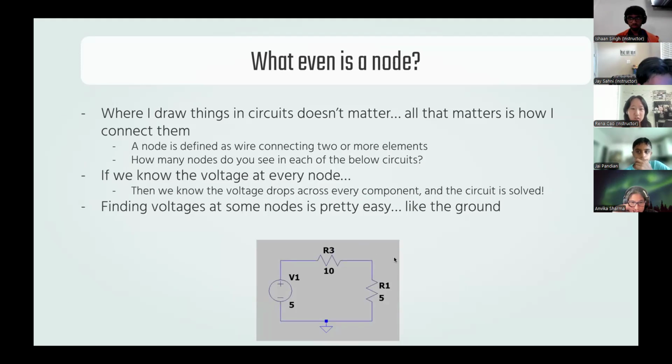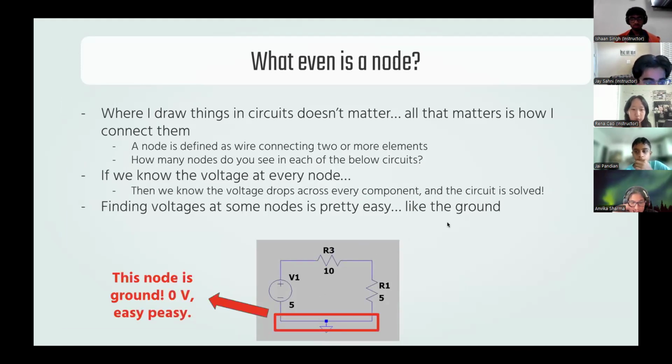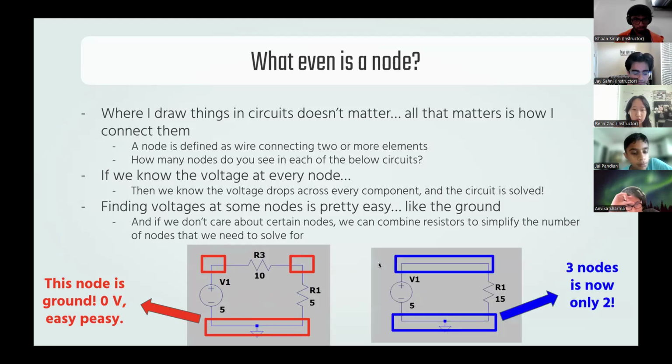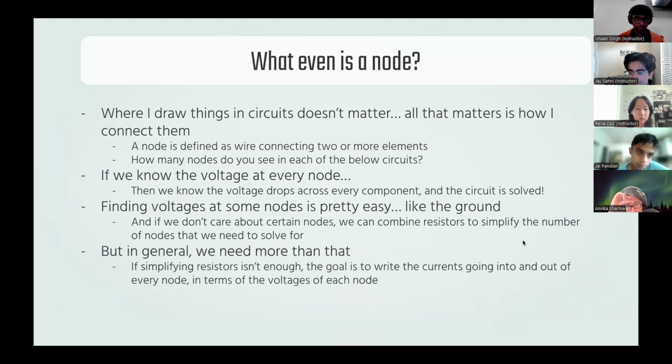Okay, so finding voltages at some nodes is pretty easy. Like the ground, we always know that the ground is 0 volts. And if we don't care about certain nodes, we can combine resistors to simplify the number of nodes we need to solve for. Over here we have 3 nodes, but if you were to simplify it into one resistor instead of two by adding them up, you would only have 2 nodes and you'd have to solve fewer equations. But in general, we need more than that because simplifying resistors isn't enough to solve every circuit.